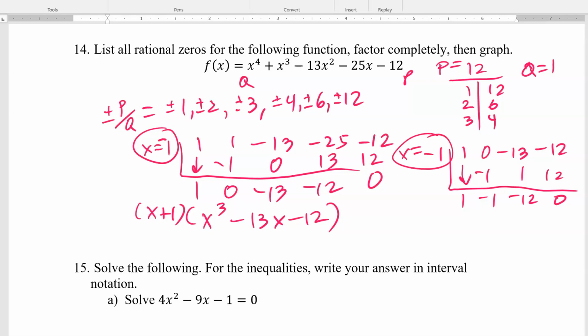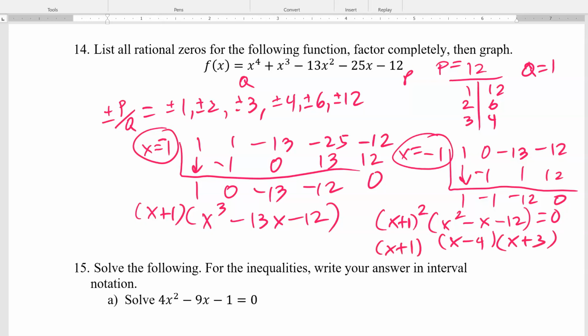So now what have we factored out? Well, we factored out x plus 1 twice. What are we left with? x squared minus x minus 12. What's left is quadratic, so I would just factor that using my factoring techniques. Negative 4 and plus 3. So now we have all four of our zeros: negative 1, negative 1, 4, and 3.